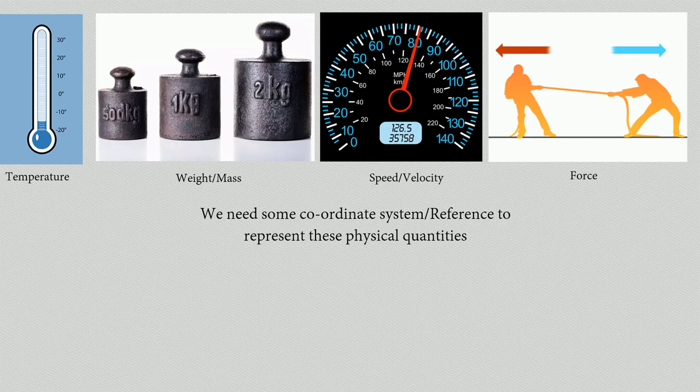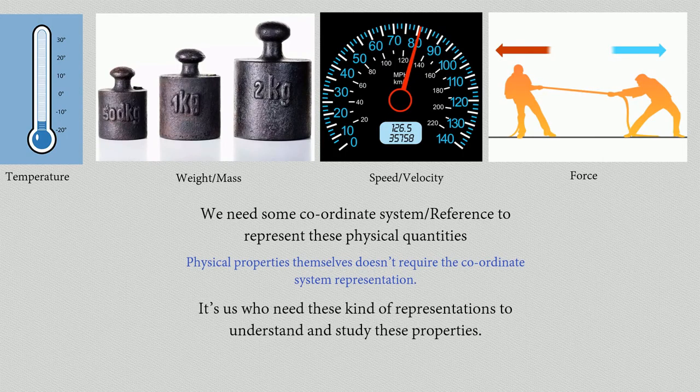Okay, so this is how we make use of the tools that we have developed to understand these properties, and then manipulate them to understand more complicated physical processes in which these physical properties are involved. So the physical properties themselves don't require the coordinate system for the representation. They are what they are. They existed before we existed. We gave them a name. We gave them an understandable representation. The properties don't need us. We need these representations to understand what these properties are and to manipulate them.